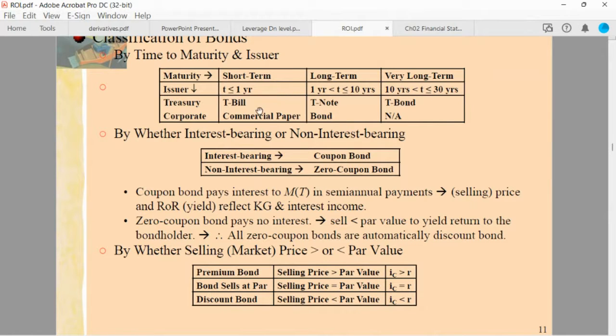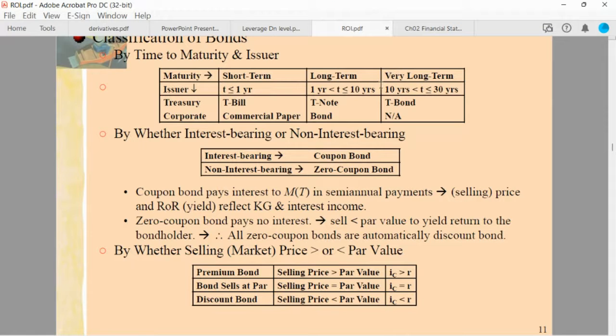And for treasury only, they have different designations, different names, depending on the maturity. For short-term, under 1 year, it's called the treasury bill, right? Treasury bill. And for maturity between 1 and 10 years, it's called the treasury note. For maturity between 10 and 30 years, it's called treasury bond. So bond is the name that's reserved only for the long-term bond. In the case of corporate bonds, short-term corporate bond is called commercial paper, right? Long-term corporate bond is called bond.